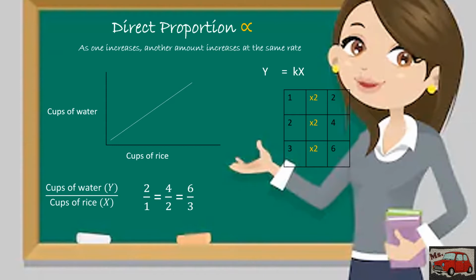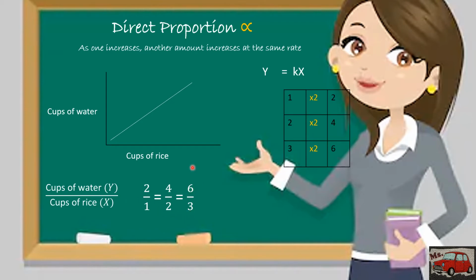Ang sabi dito, direct proportion is as one increases, another amount increases at the same time. In short, kapag yung isang item tumataas, yung isang item tumataas din. Alright? Pero pantay yung pagtaas nila. Now, yung mga nauna nating examples, direct proportion sila. Alright? So, in this example, we have cups of rice and cups of water. Now, pag nakikita nyo, yung cups of rice niya tumataas, tama? And then, yung cups of water niya tumataas din.